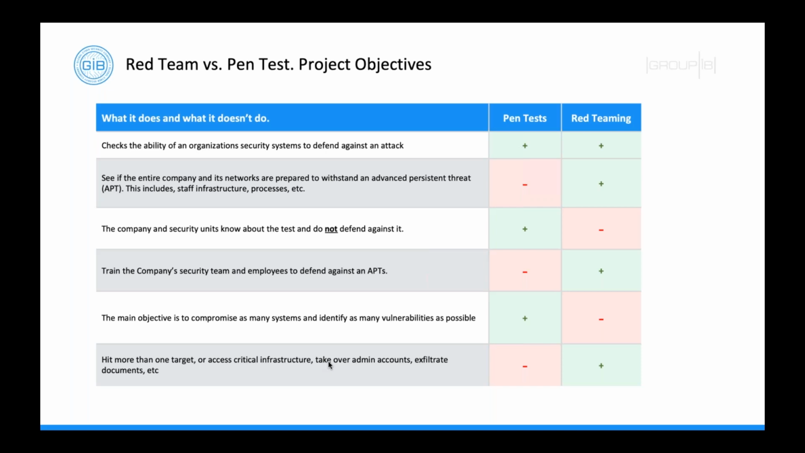The third point here about what it does and what it doesn't do is that, basically, in a pen test the company and the security units know about the test and they do not defend against it. For pen tests, that's true, and for red teaming, their objective is to defend against it as if they were going through day-to-day operations and experiencing a real incident. In terms of training the company's security team and employees to defend against APTs, the goal is not true for pen tests. However, it is true for red teaming.